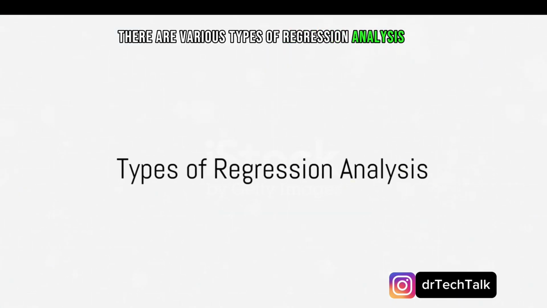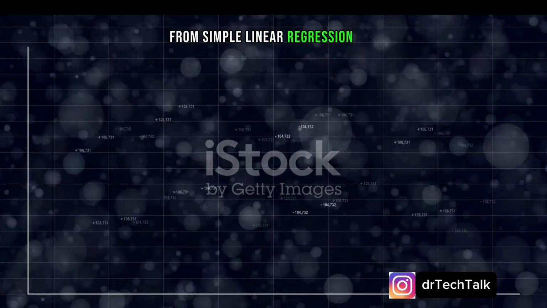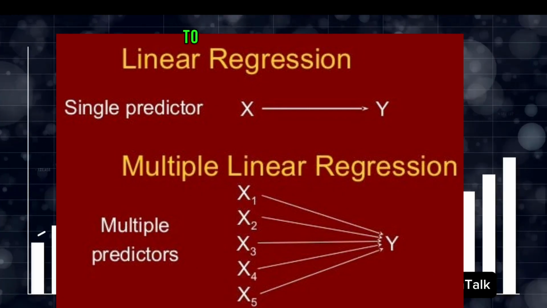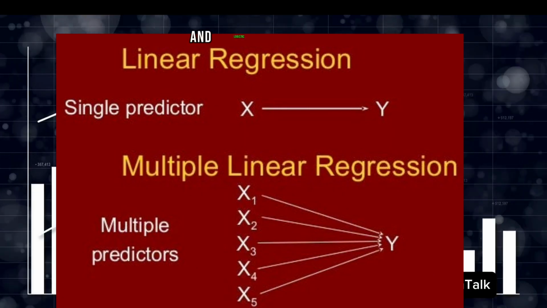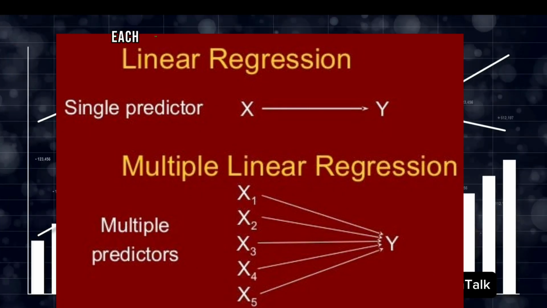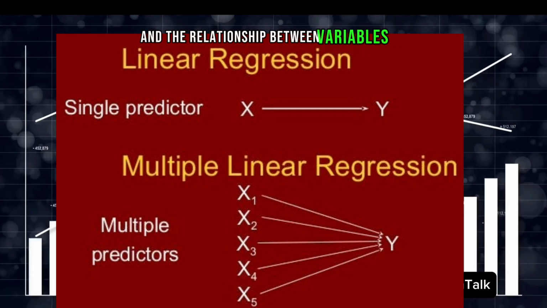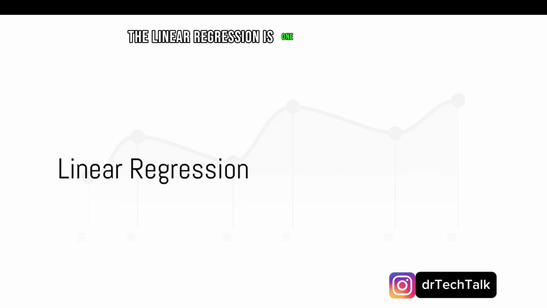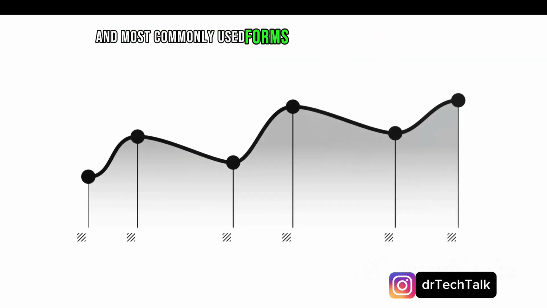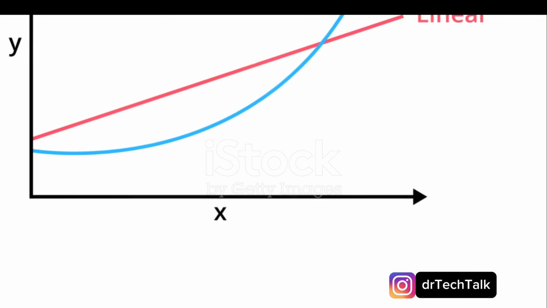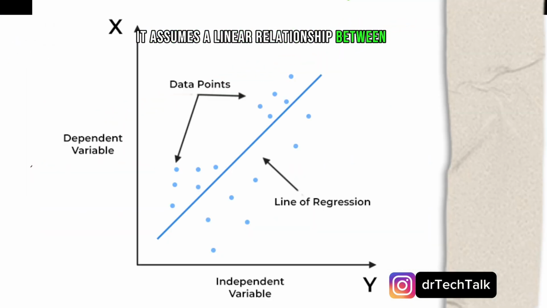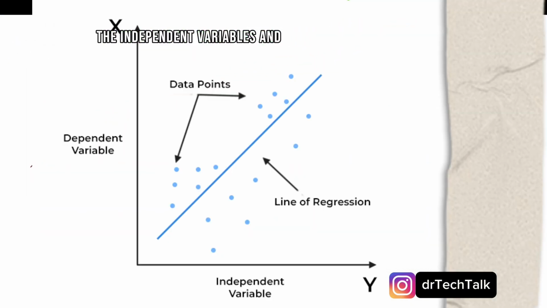There are various types of regression analysis, from simple linear regression, multiple linear regression, to polynomial regression and logistic regression. Each type is used based on the nature of the data and the relationship between variables. Linear regression is one of the simplest and most commonly used forms of regression analysis. It assumes a linear relationship between the independent variables and the dependent variable, trying to find the best fitting straight line through the data points.